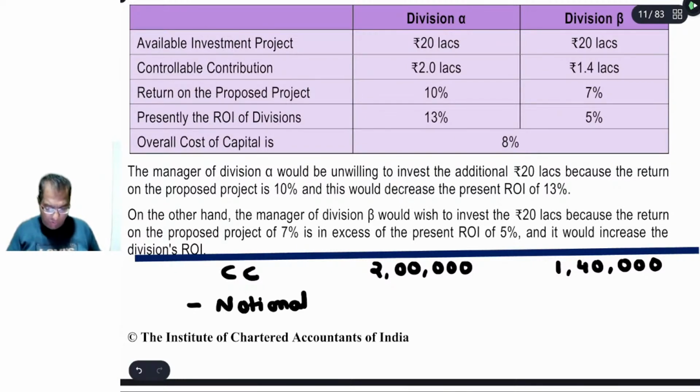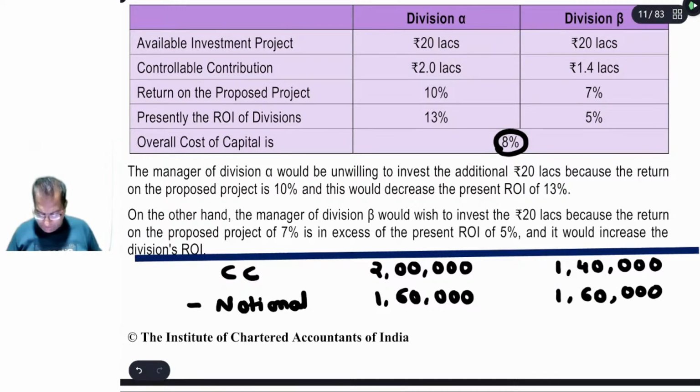What is the investment? 20 lakh. What is the cost of capital? 8%. So the notional cost of capital is 1,60,000. Here also investment is same, 1,60,000.